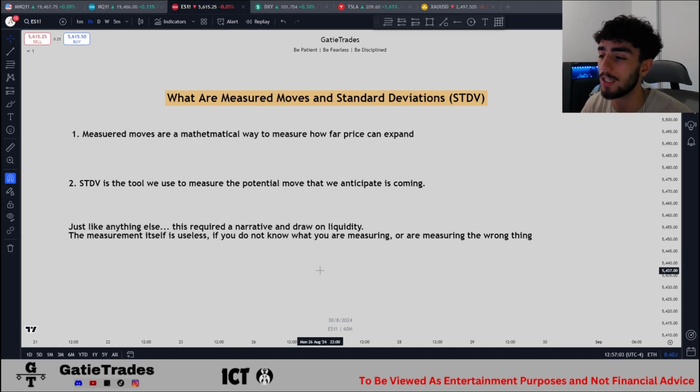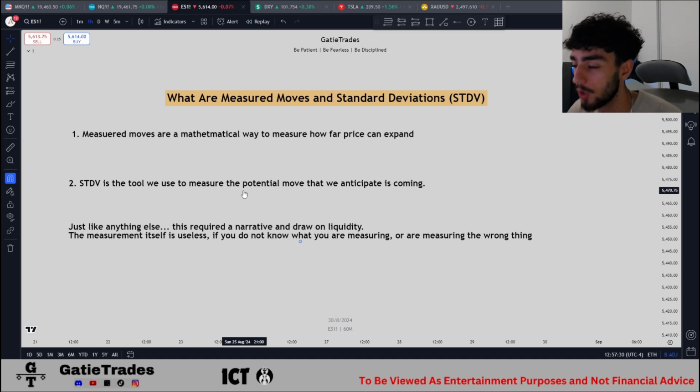I'm going to give you guys a quick analogy. Let's say you need a measurement for a piece of wood, and you go out and you're measuring a piece of gum or something. You're not measuring the right thing. You do not know what you're doing. So you need to have narrative and a draw on liquidity for every single projection we're going to be talking about. This isn't a foolproof way to determine every single price expansion. This is simply a tool we use to measure the potential move that we already anticipate is coming.